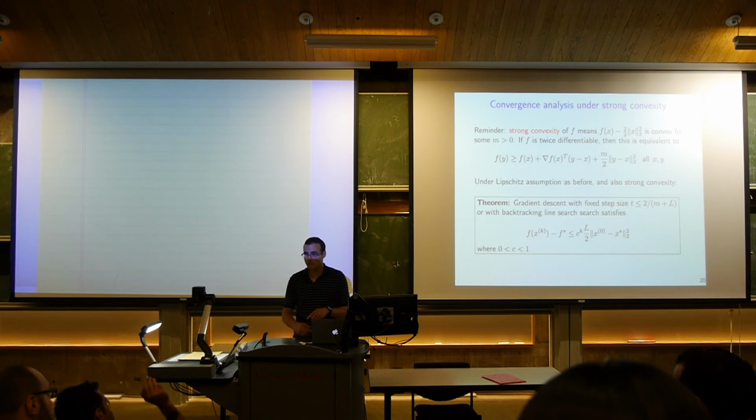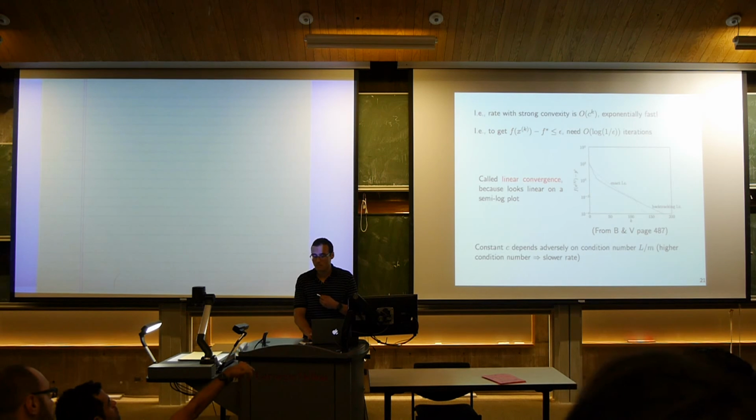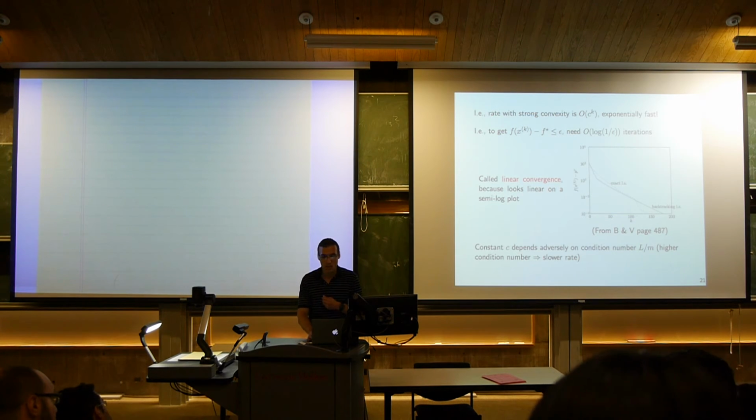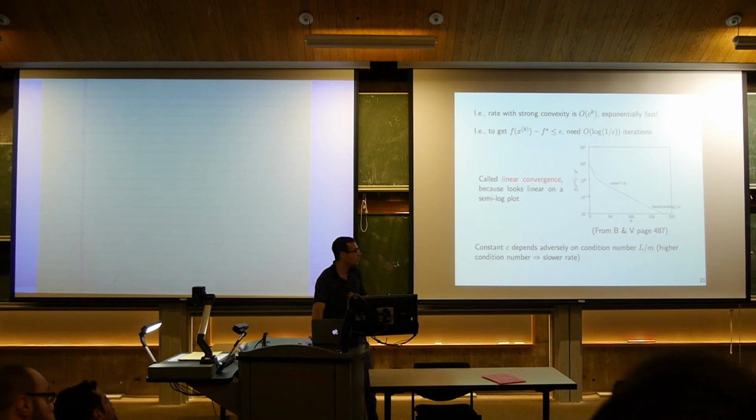Is there a question here? So what do you mean by L over M being an upper bound for a Hessian, which is a matrix? For the condition number of the Hessian. Oh. So the condition number of a matrix is the ratio of its largest to its smallest eigenvalues.